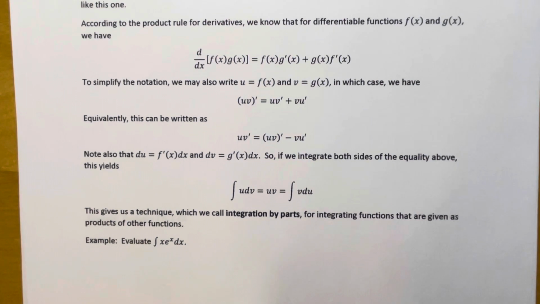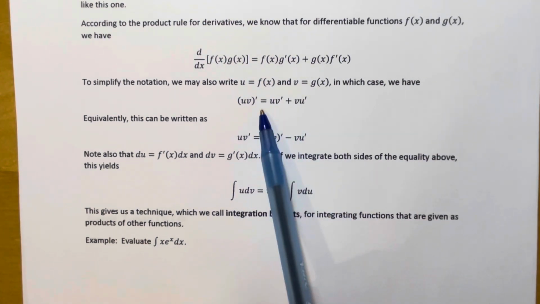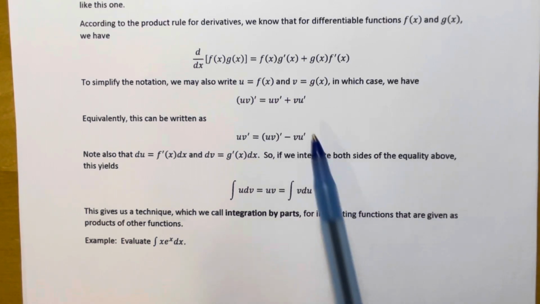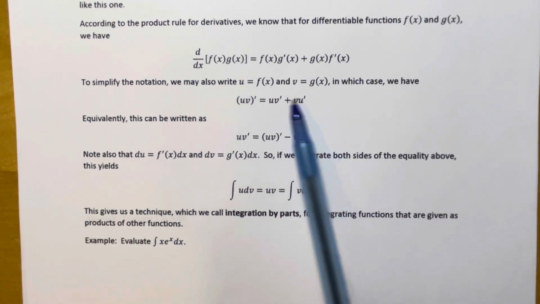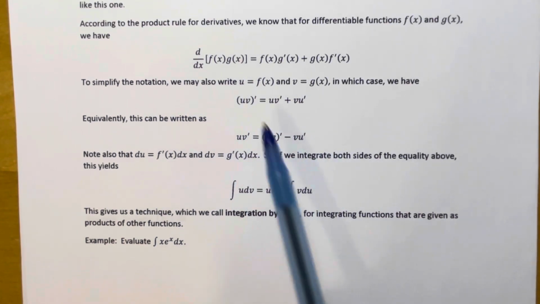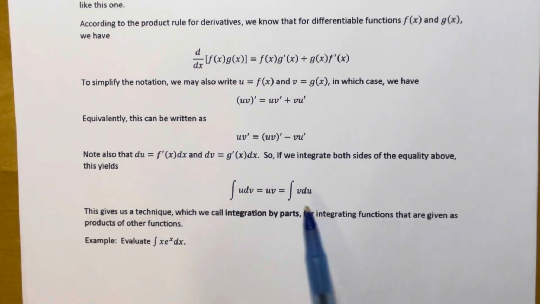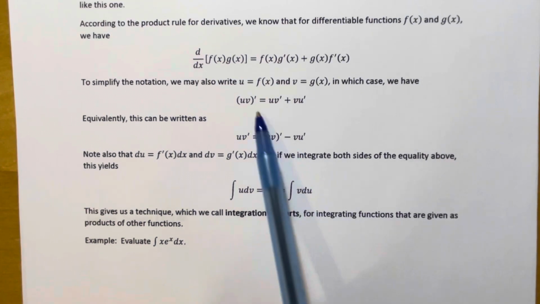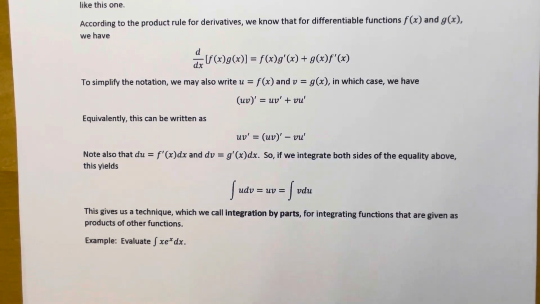Okay? Now, I'm going to move some things around in this equation here. Specifically, I'm going to subtract the vu' from both sides, and then I'm going to switch which side each expression is showing up on. So I'm going to have uv' isolated, but I'm going to put it over here. And then on this side, which is now this side, I'm going to have (uv)' minus vu'.